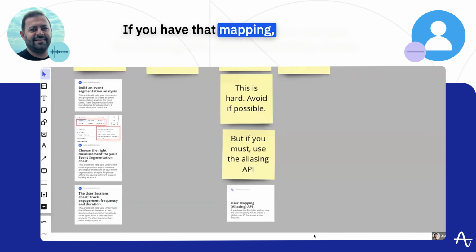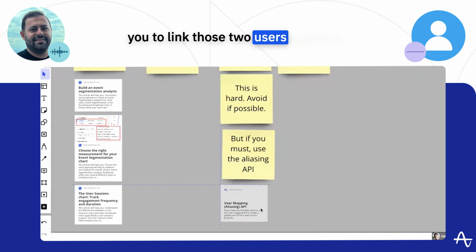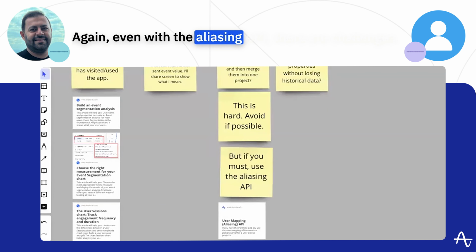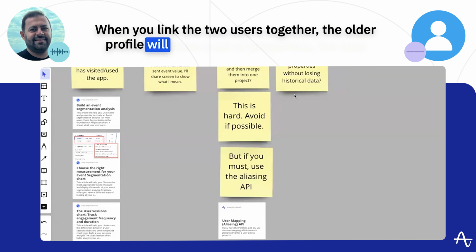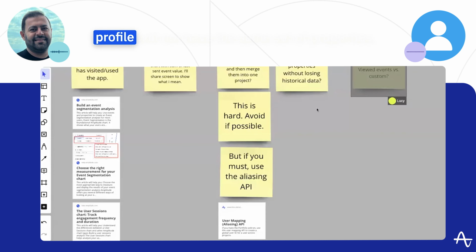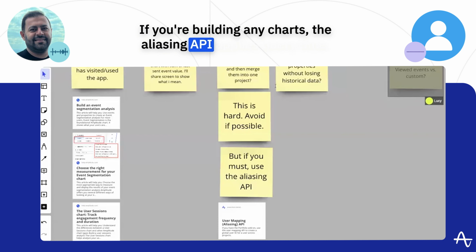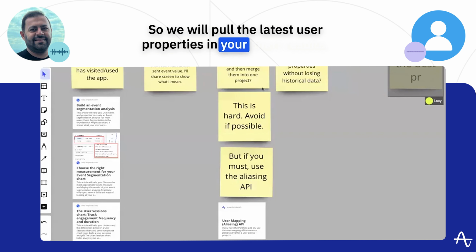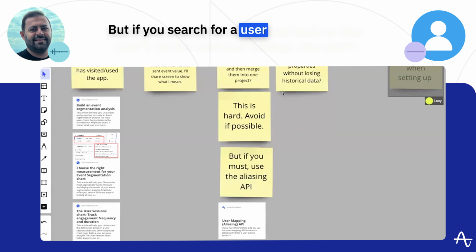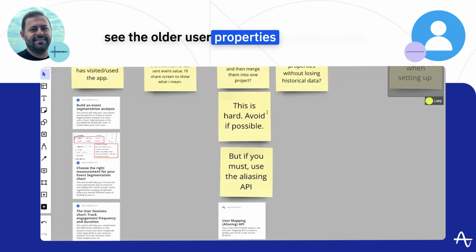If you have that mapping, you can use the aliasing API, which essentially allows you to link those two users together. Again, even with the aliasing API, there are challenges. When you link the two users together, the older profile will have a set of properties. The new profile will not have the same set of properties. If you're building any charts, the aliasing API applies query time. So we will pull the latest user properties in your chart results. But if you search for a user and look at that user's profile in user lookup, you won't see the older user properties on that profile.